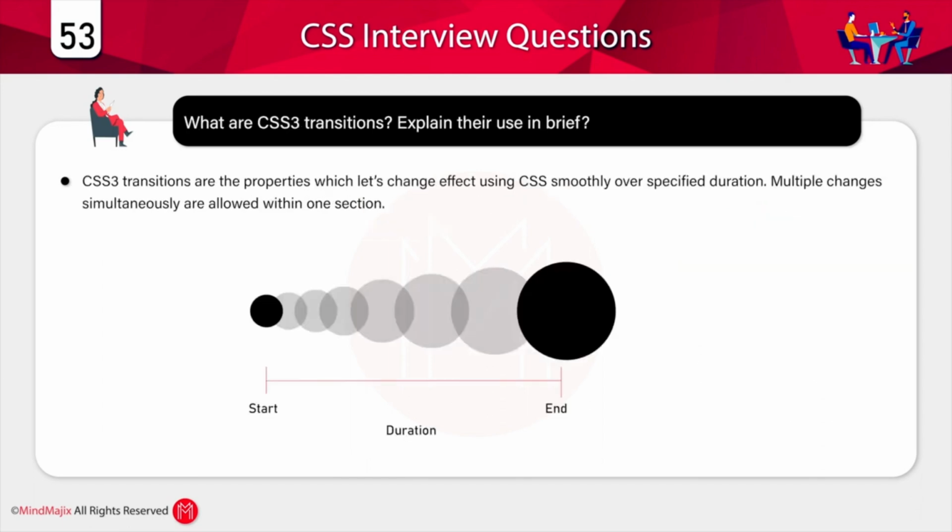What are CSS3 transitions? Explain their use in brief. CSS3 transitions are properties which let the change effect happen smoothly over a specified duration. Multiple changes simultaneously are allowed within one section.